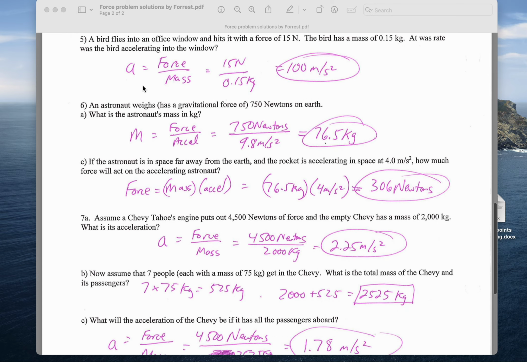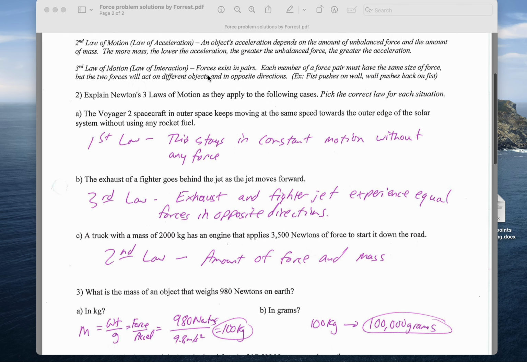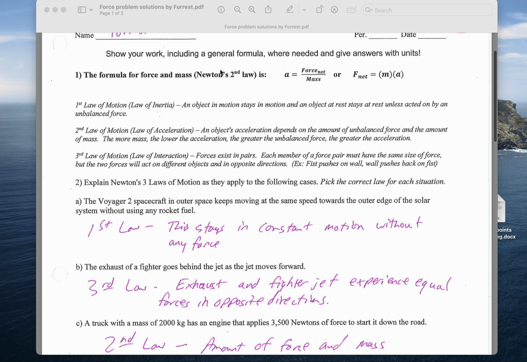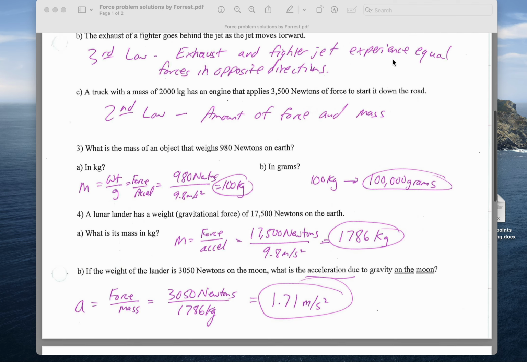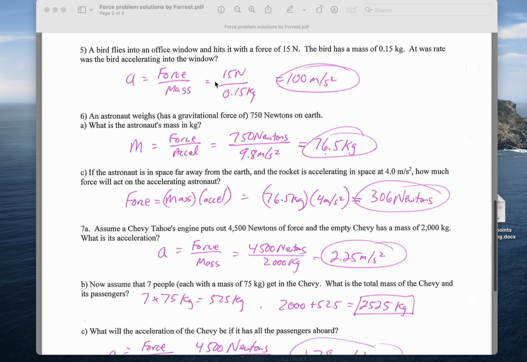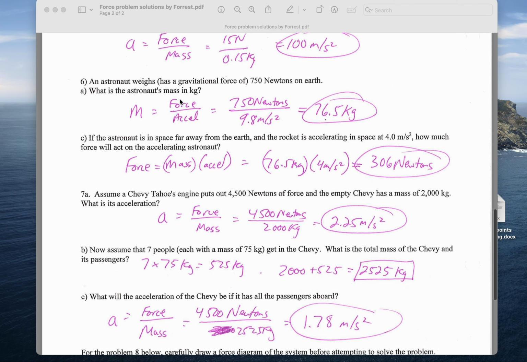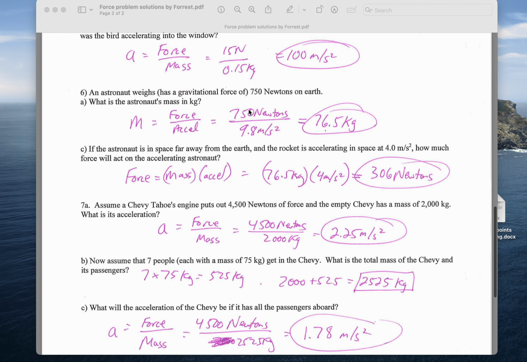Number 5, a bird flies into a window with a force of 15 newtons. The bird has a mass of 0.15 kilograms. I've always said, and this is really important: general formula first, plug in numbers, answers with units. So here, general formula, force over mass, answer circled with units. Here, general formula revised to solve for force. Force over acceleration equals mass. 750 newtons divided by the Earth's acceleration due to gravity, 76.5 kilograms.